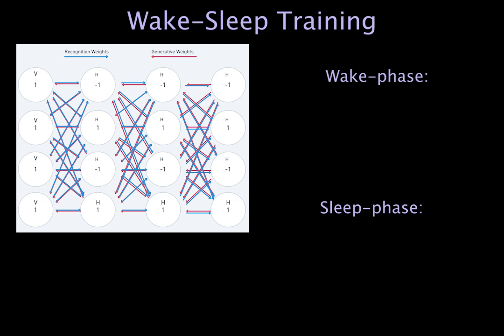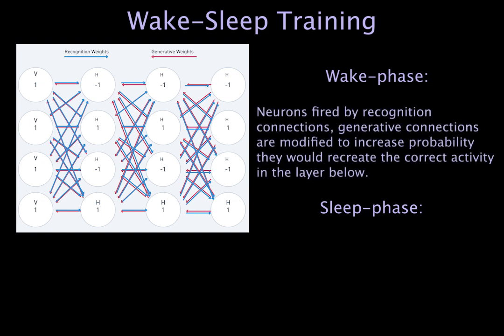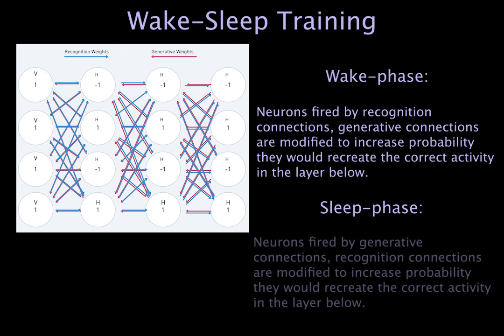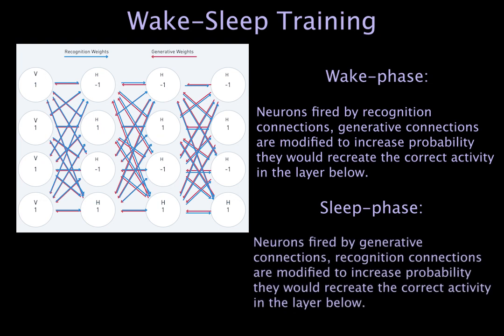During the wake phase, input is provided and propagated up through the recognition weights. At each layer, the generative weights are adjusted using the gradient to increase the probability they would recreate the state in the layer below. During the sleep phase, the same process is repeated, but in the opposite direction. Using the values generated by the opposite weight set is a brilliant way of estimating the gradient of the variational bound, and allows the algorithm to retain a local learning structure while using gradient-based learning.